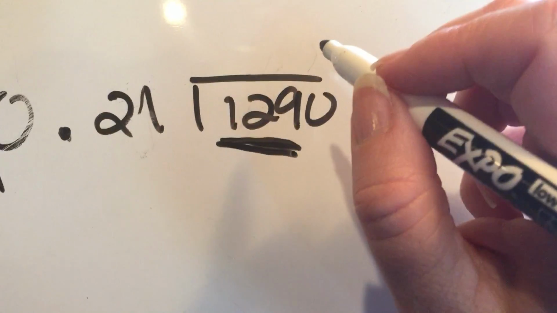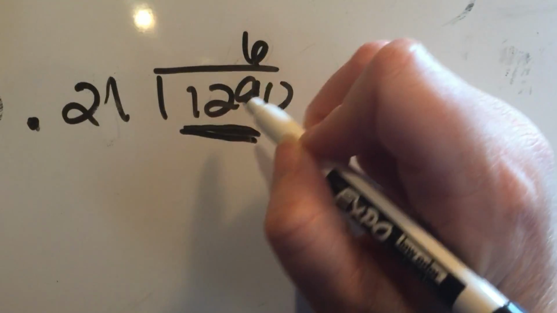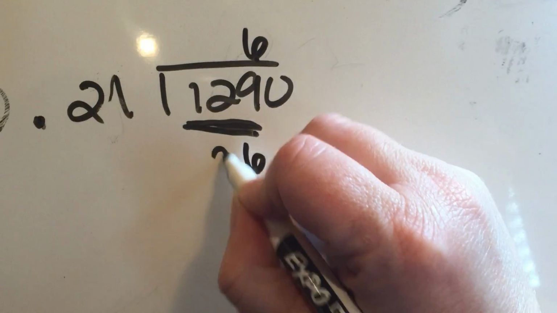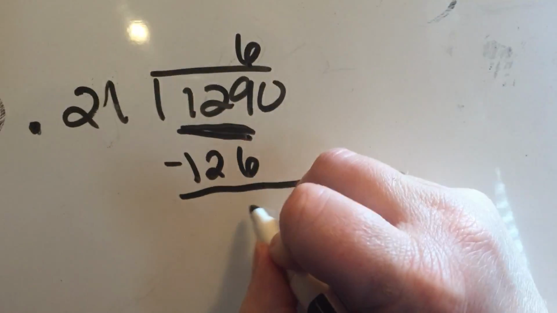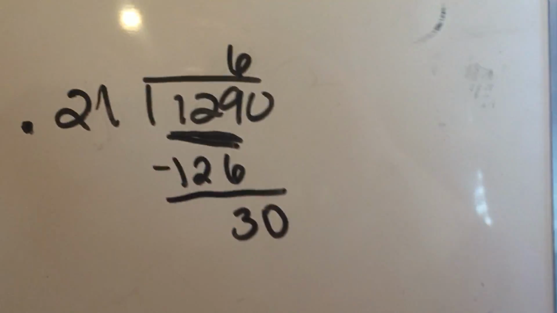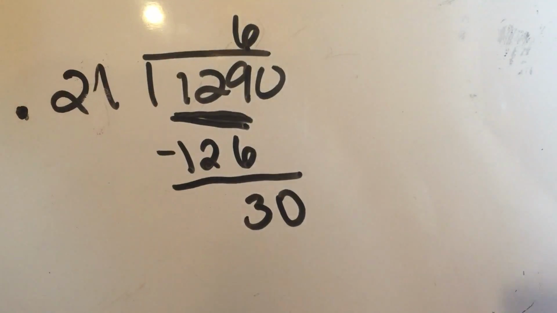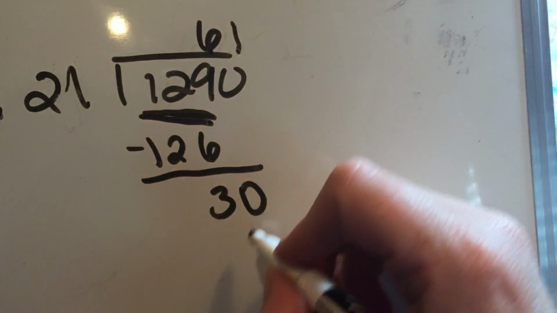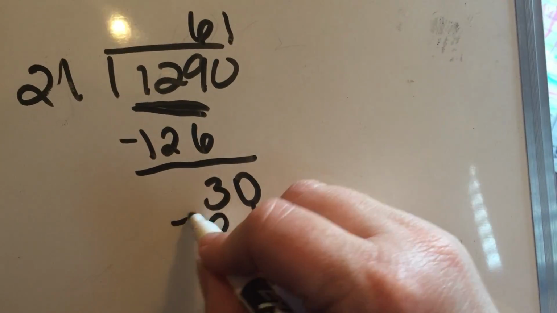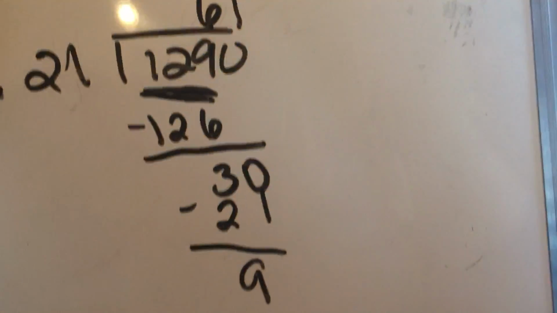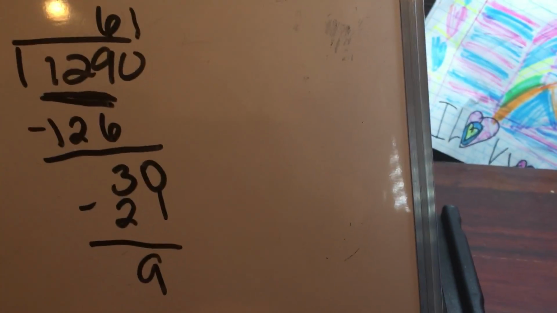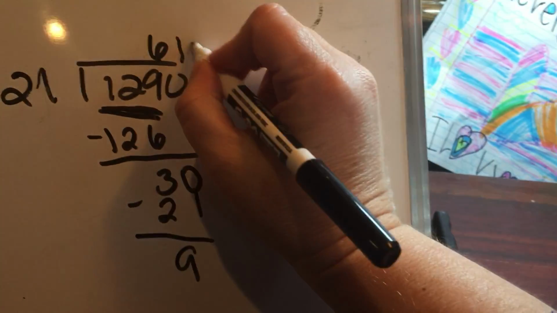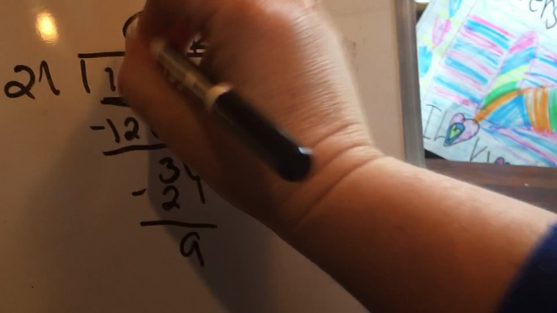So 6 times 21 is 126. When you subtract, you're going to get 30. 21 goes into 30 one time. 1 times 21 is 21. Subtract, and you're going to get 9. So we have 61 remainder 9 for that last problem.